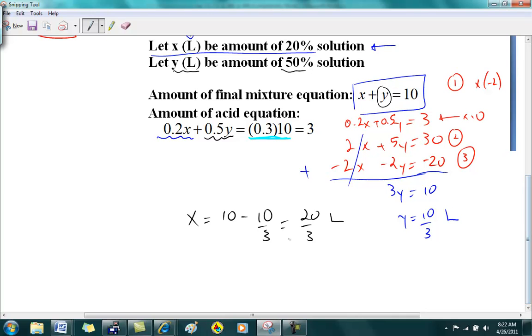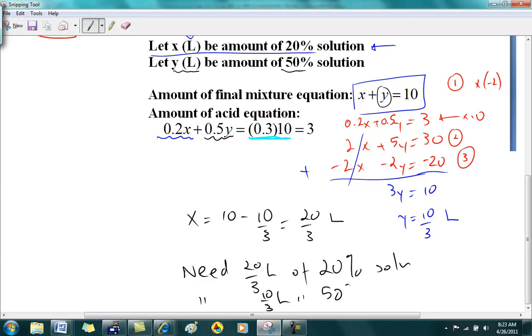Okay. So don't leave your answers like this. I want the answers to be written as need 20 over 3 liters of 20% solution and need 10 over 3 liters of 50% solution. And that's how you do a mixture problem.